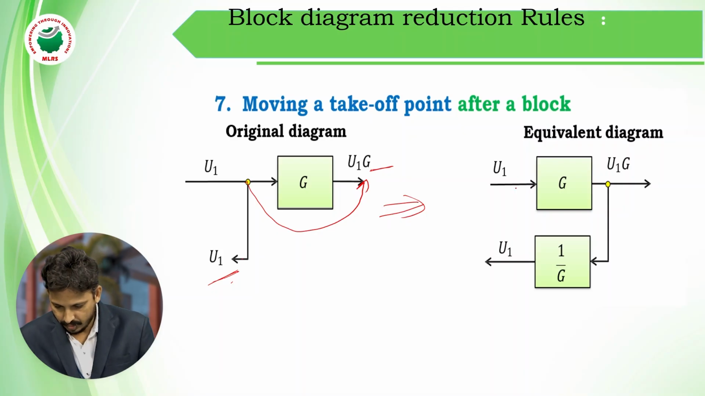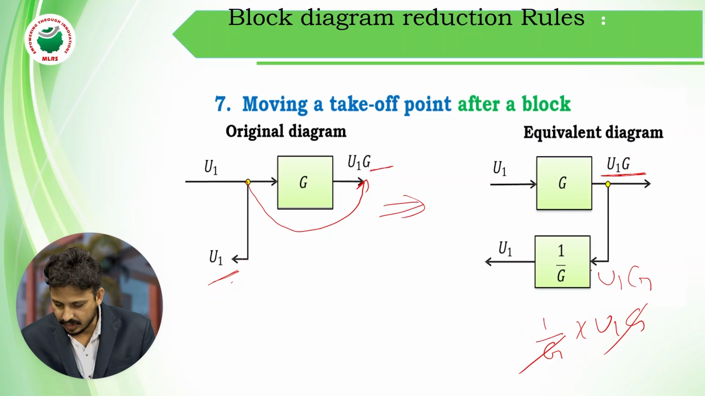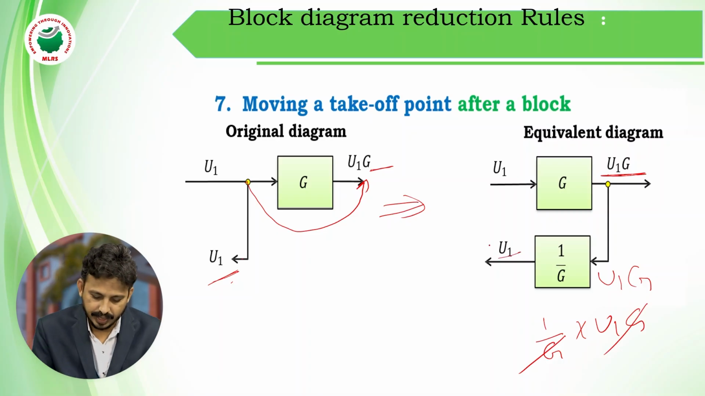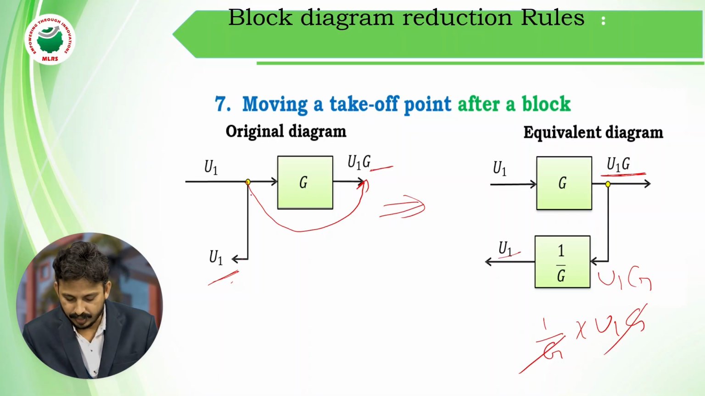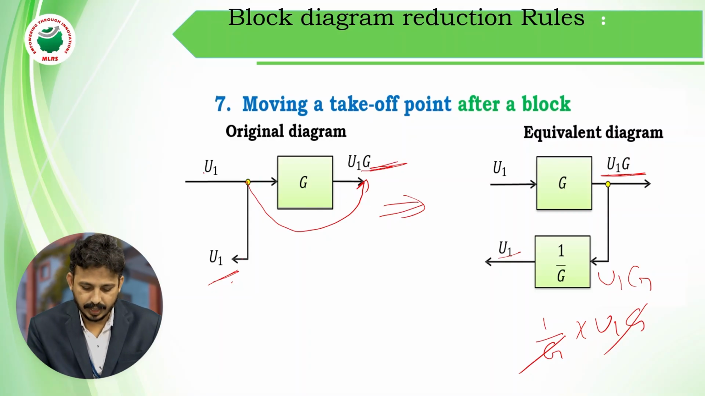So what do I have to do? I have to divide U1 by G, that is multiply by 1 by G. So see, here the U1 signal is entering the G block, and the output of it is U1G. And this U1G is input for this block, and the output of it is 1 by G into U1G, because these two are in cascade. So G and G get cancelled, the output remains the same. It means even if you move the takeoff point before the block, the output remains the same.